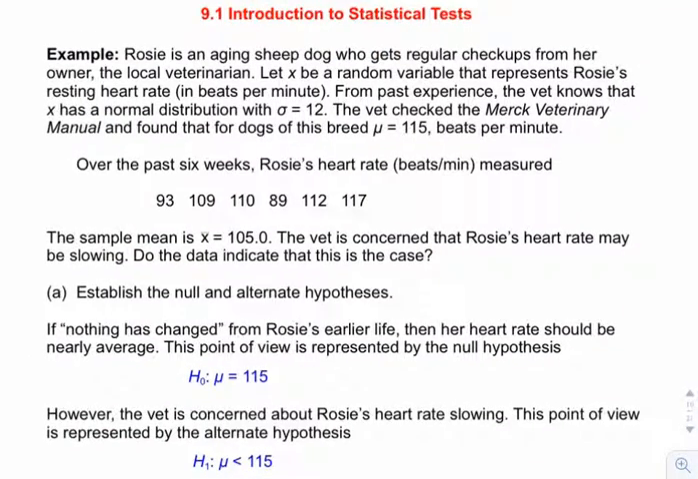Okay, so let's look at A here. So if nothing has changed, then her heart rate should be nearly average. So H naught would be that the mean is 115. However, the vet thinks her heart rate is slowing. So in that case, the alternative hypothesis would claim that her heart rate is less than 115 beats per minute.